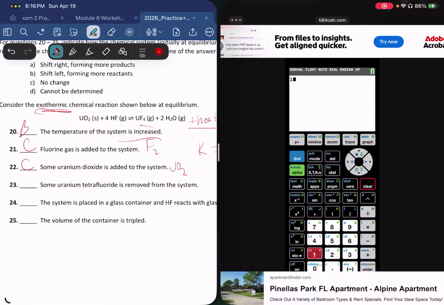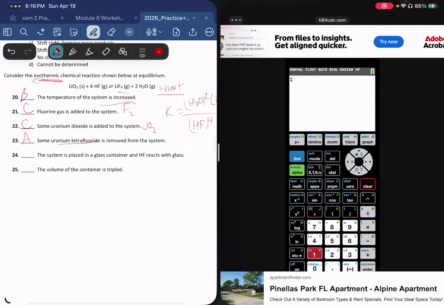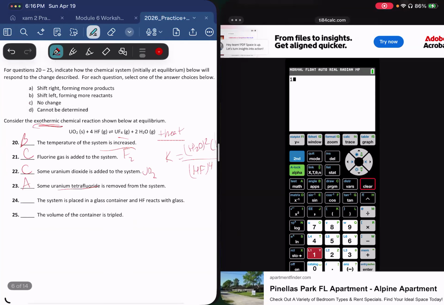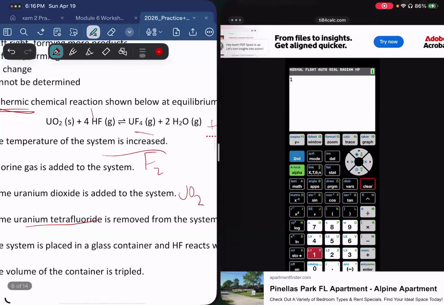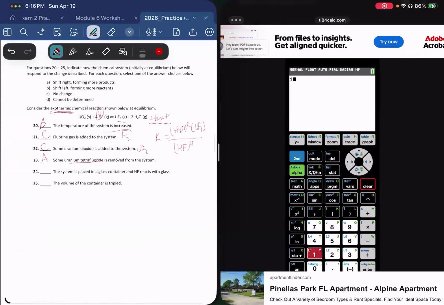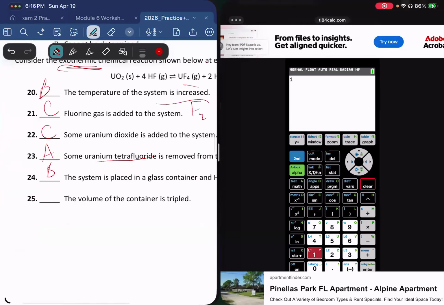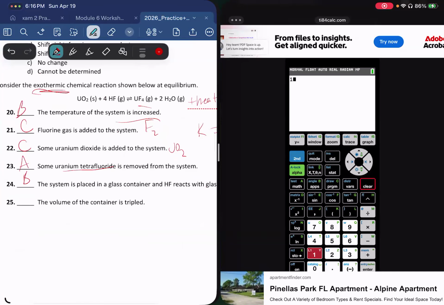You're removing uranium tetrafluoride. If you remove this, you're going to favor the forward reaction, so that's choice A, because you need to replenish UF4. Next, the system is placed in a glass container and HF reacts with the glass. That means HF is being removed, so that's going to favor the reverse reaction. And so B is the right answer there.